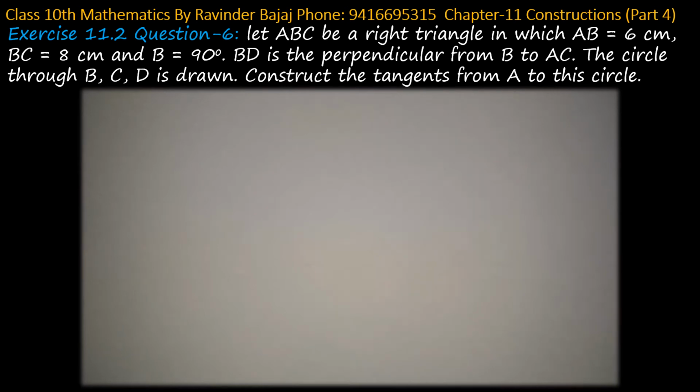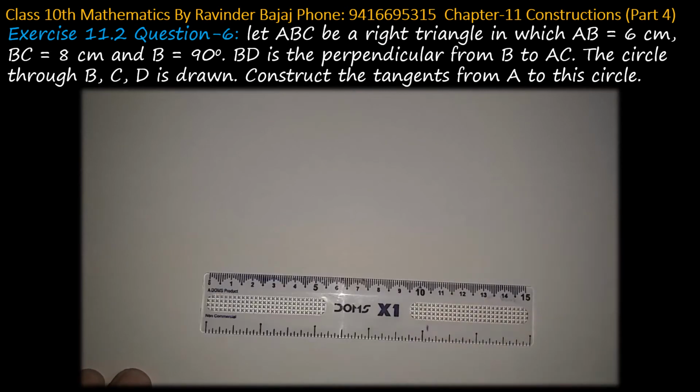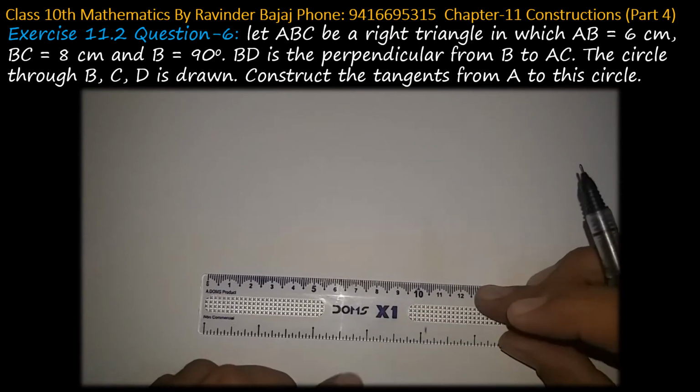Here is one more construction for you. This is exercise number 11.2, question number 6. Let ABC be a right angle triangle in which AB is equal to 6 centimeter and BC is equal to 8 centimeter and angle B is equal to 90 degrees. So let's draw the triangle first. This is the required triangle where AB is 6 centimeter.